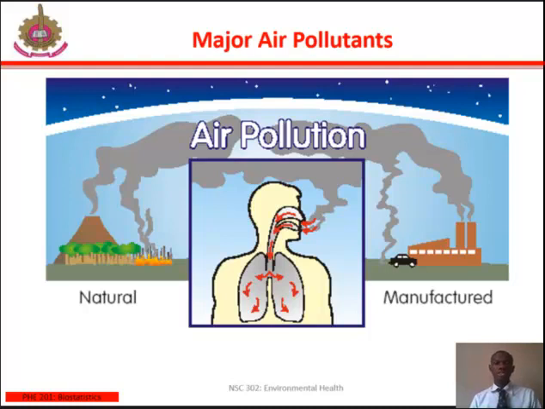Lead is a highly toxic metal that produces a range of adverse health effects, particularly in young children. Lead can cause nervous system damage and digestive problems, and lead-containing chemicals can cause cancer. So we also have other examples such as sulfur dioxide and so on and so forth.